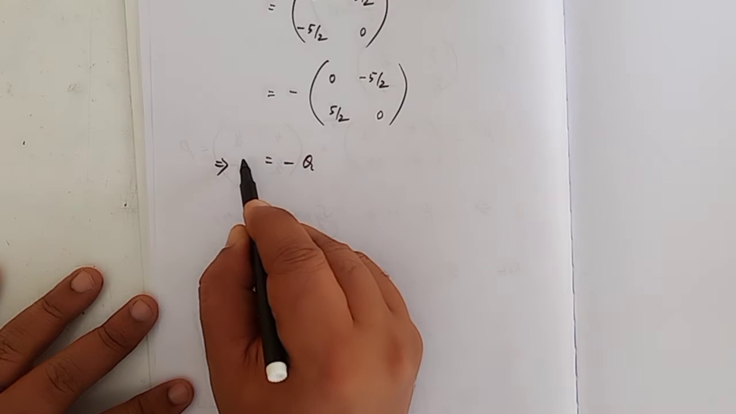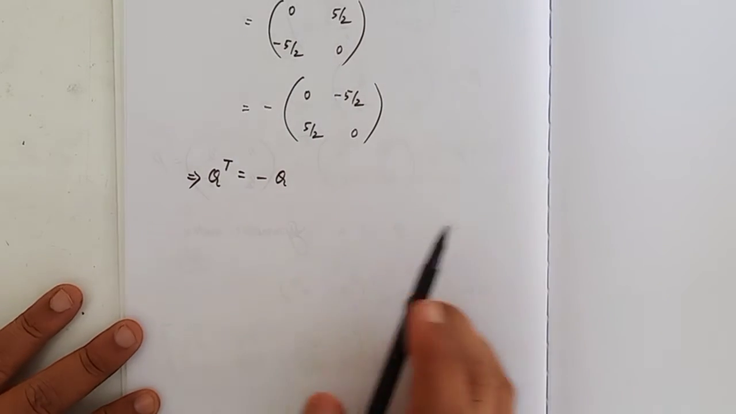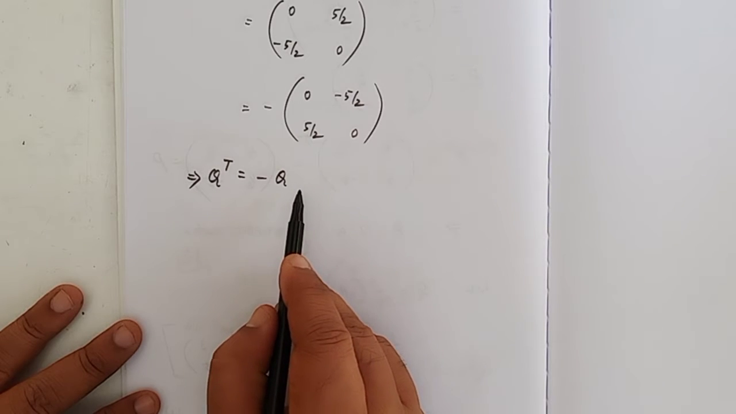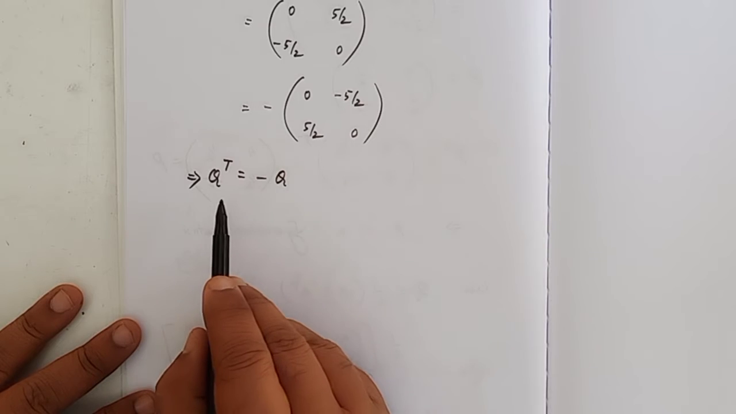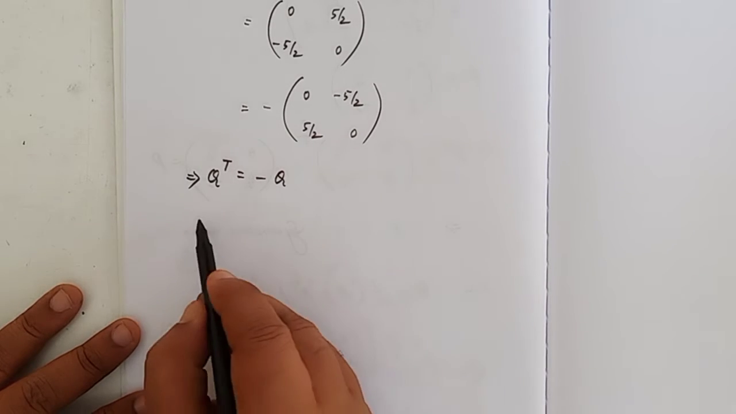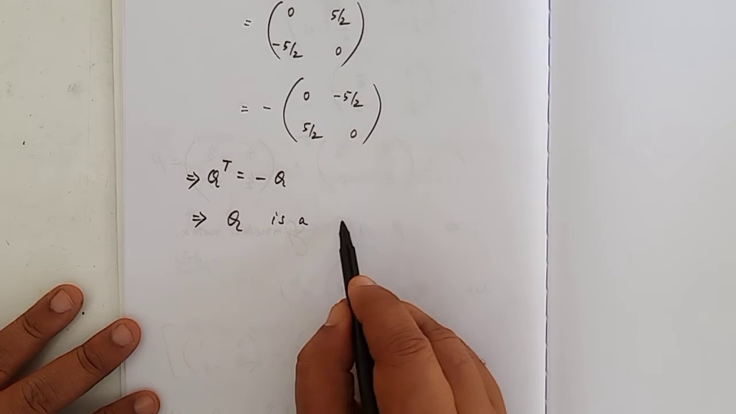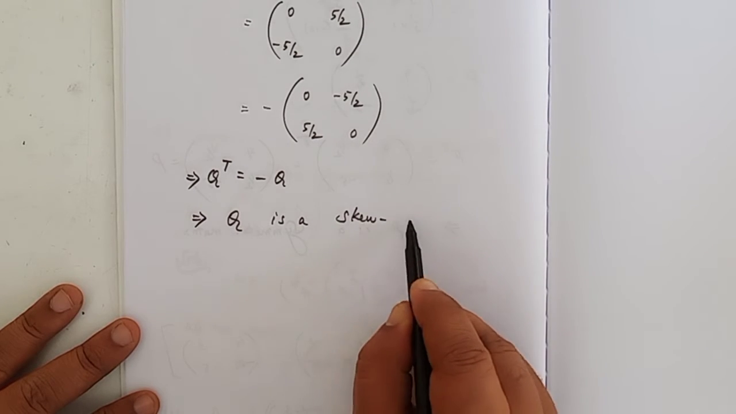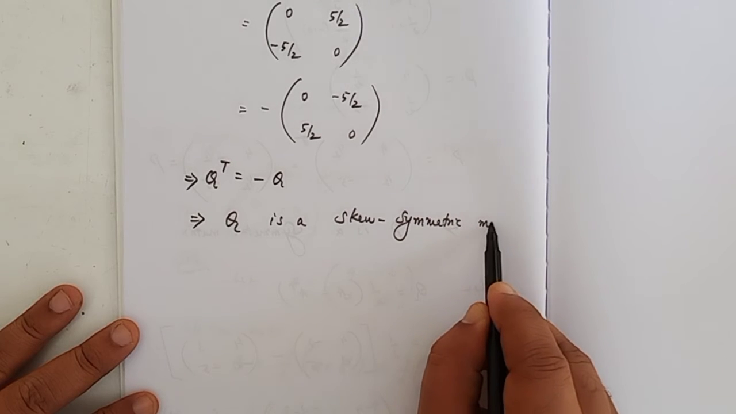So finally we have proved Q transpose is equal to minus Q. We know that if A transpose is equal to minus A, it is a skew symmetric matrix. Here we have proved Q transpose is equal to minus Q, which implies Q is a skew symmetric matrix.